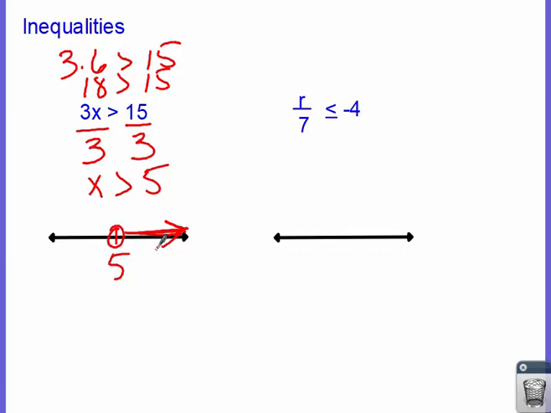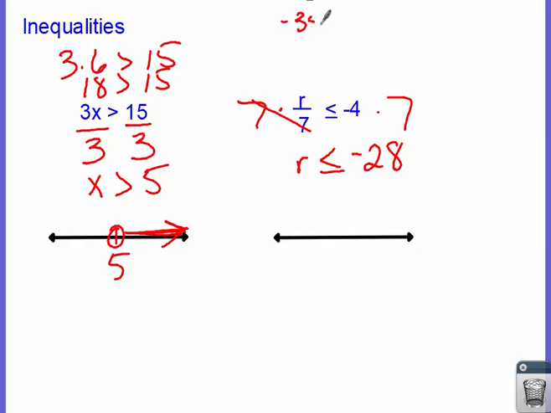So this one we have a divide by 7. So I do a multiply by 7. Okay, my 7s divide out. I'm left with r is less than or equal to negative 4 times positive 7 gives me negative 28. So again, I need a value that is less than negative 28. But in this one, because it's division, I need to set another criterion on it. Less than negative 28, but divisible by 7. So the first one I can think of is negative 35.